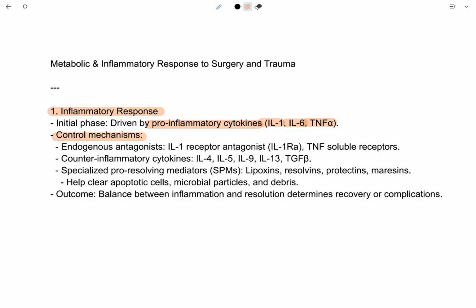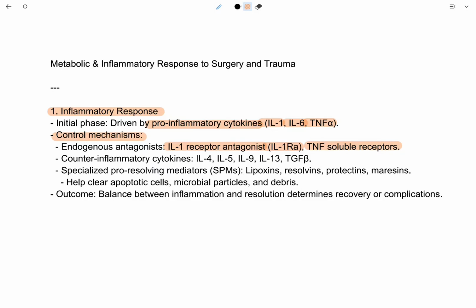IL-1 receptor antagonist, or IL-1RA, is an antagonist for pro-inflammatory cytokines. TNF soluble receptors are also antagonists for pro-inflammatory cytokines. Counter-inflammatory cytokines counter inflammation and counter pro-inflammatory cytokines, and they reduce and decrease inflammation.